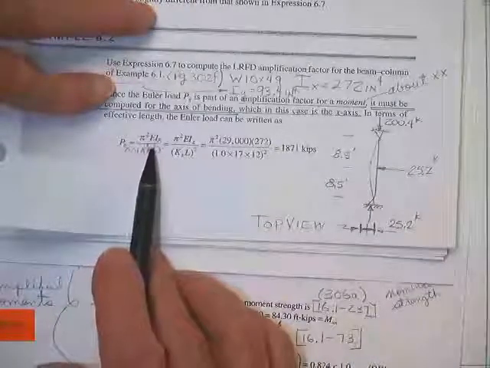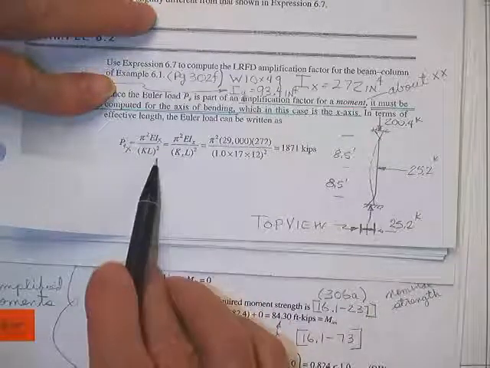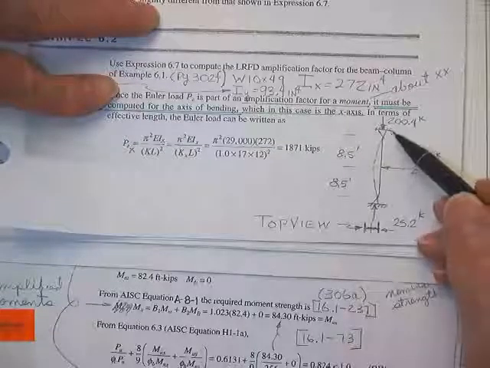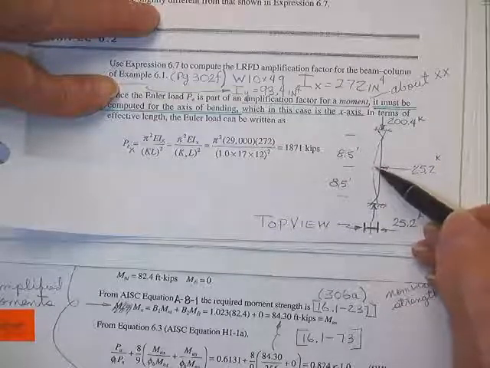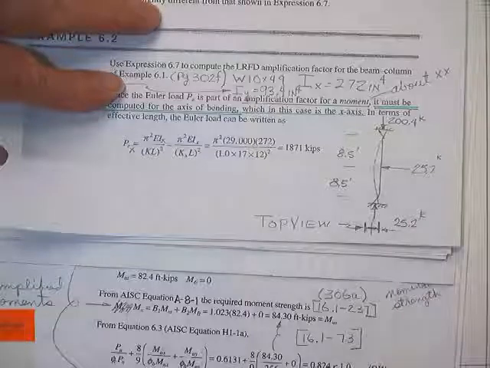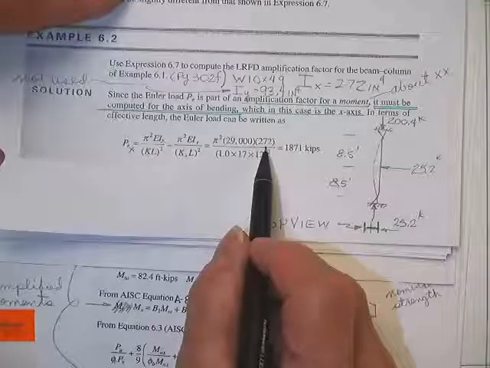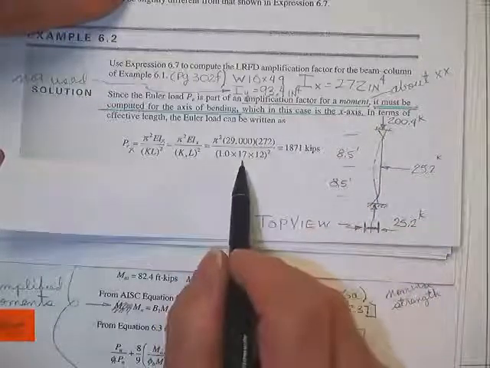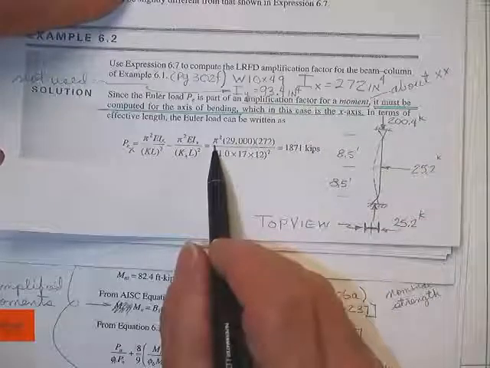P Euler is pi squared EI about the x-axis divided by how long it is effectively about the x-axis, squared. Why x? Because the out-of-straightness in the column, plus the additional out-of-straightness you see here due to the load, is causing a P delta not about the weak axis but about the strong axis, because that's the way you put the load on it. So that is I sub X. I really should have written down I sub Y just so you would see it's not I sub Y. Its length is still 17 feet, and it's pin-pin, so K is still 1, and it's still steel, and pi is still pi.